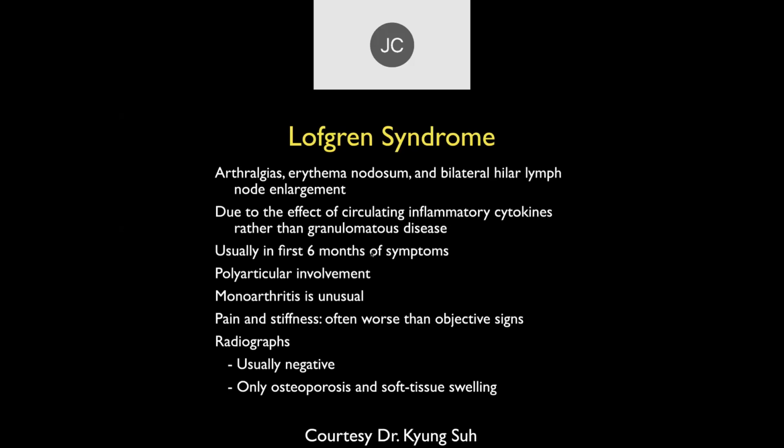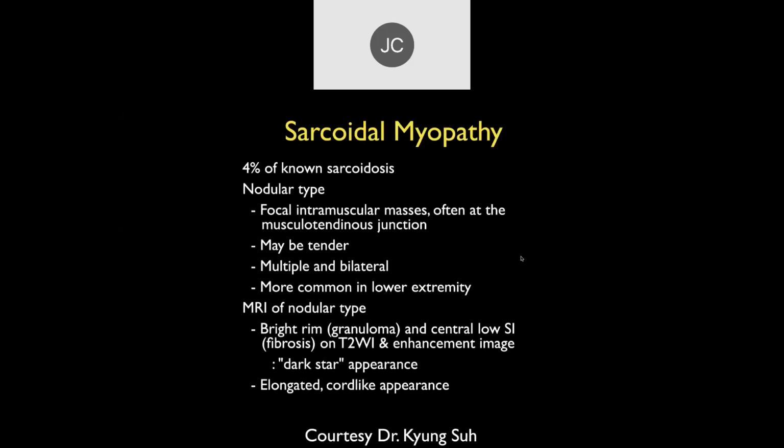And there's a variant, Lofgren syndrome, where you get arthralgias, erythema nodosum, and bilateral lymphadenopathy within the hilum. You can get a more systemic, acute type of disease due to the circulating inflammatory cytokines. And it can also involve the muscles.